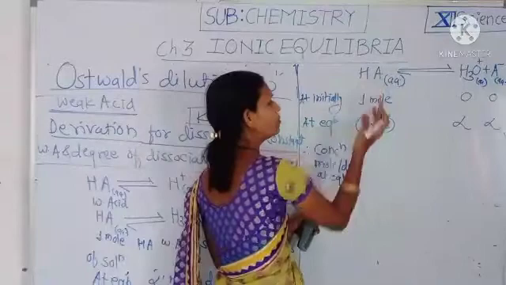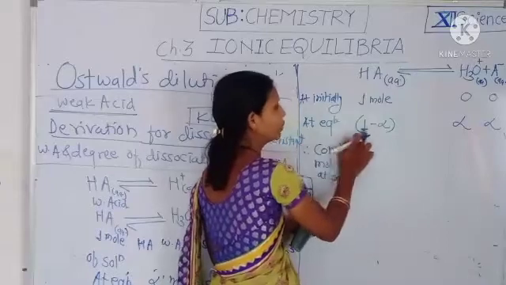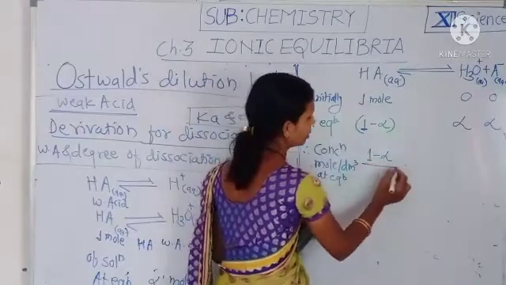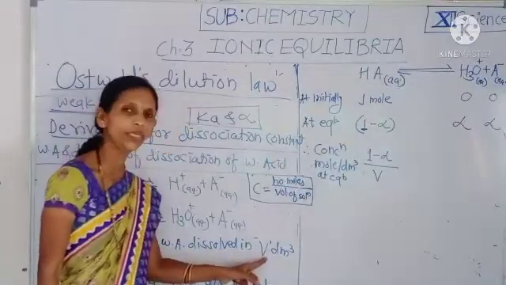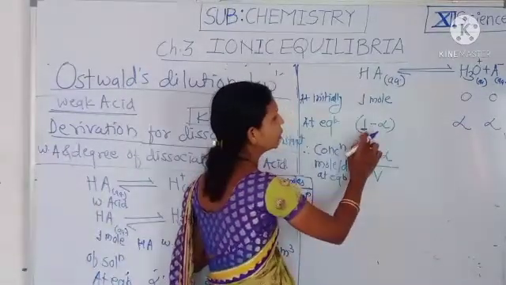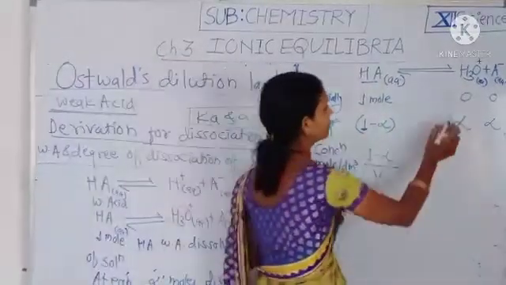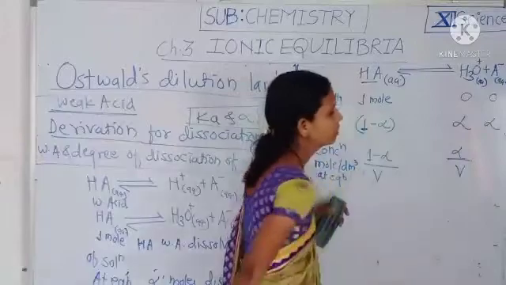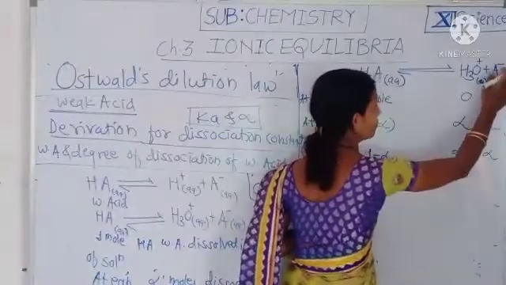Therefore, how many moles are present at equilibrium of HA? 1 minus alpha. At equilibrium, 1 minus alpha moles of HA are there. Therefore, 1 minus alpha upon volume. Here, the volume of solution is V dm cube or V liter. Therefore, in V liter solution, only 1 minus alpha moles of HA are there at equilibrium. And at equilibrium, alpha moles of H3O plus is present in V dm cube of solution.